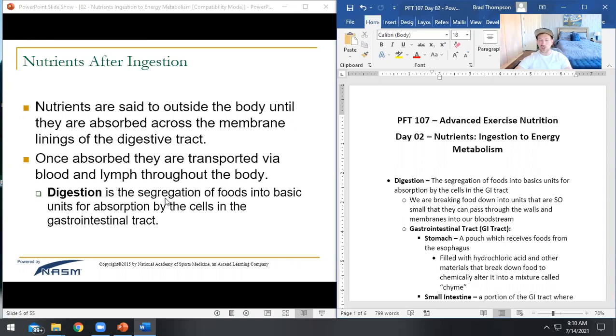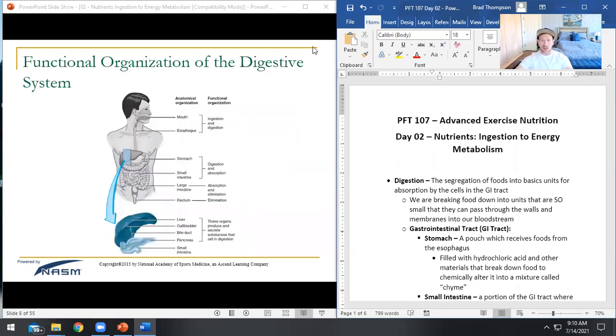So digestion is the process of segregating food into its little tiny itty bitty units, right? We take carbohydrates, we turn them into glucose, into monosaccharides. We take proteins, we break them down into amino acids. We take fats and we break them into fatty acids. And once everything is nice and small, now it can work its way into my bloodstream, right?